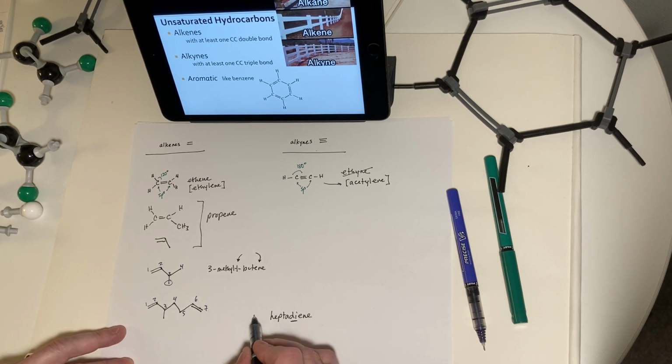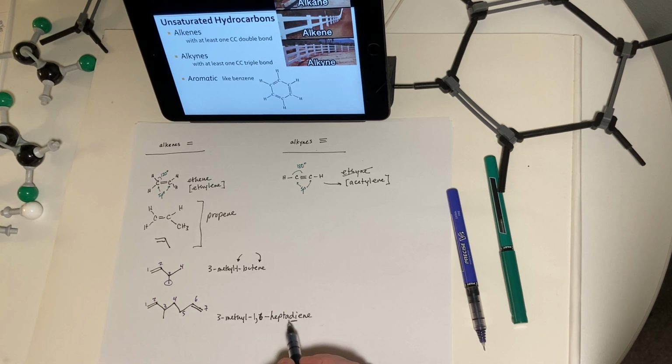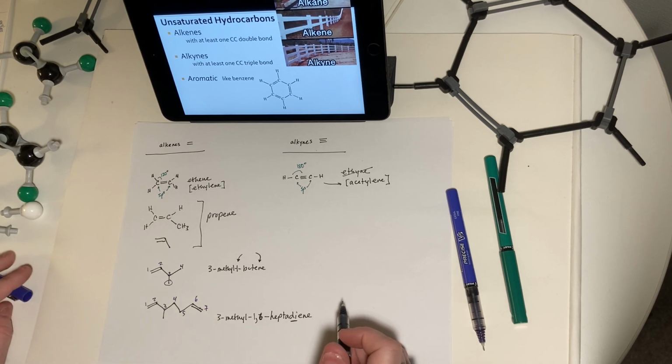Now we got to position them 1, 6. Oops, I said 6, I was writing 7. Starting at position 1 to 2, there's one of our enes, and the second ene is 6 to 7. Heptadiene. And then we got our branch, 3-methyl dash 1 comma 6 dash heptadiene. 3-methyl 1,6-heptadiene. That's great.